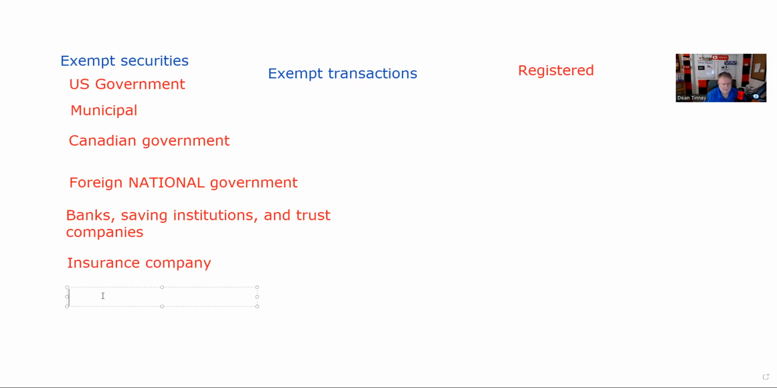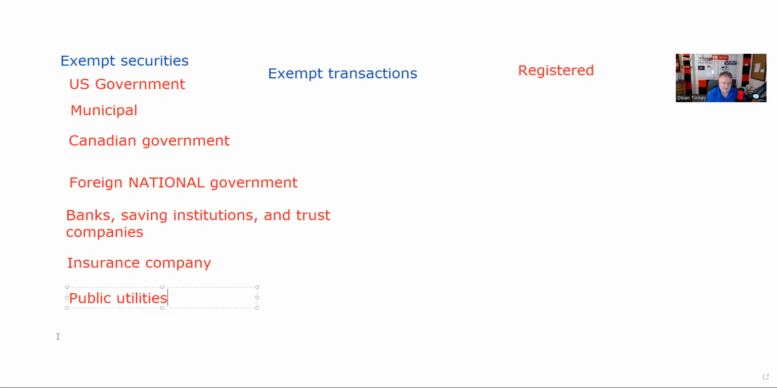Public utilities. Again, I don't think it's that they get a free pass. The way I think of it is they've got a different regulator, like insurance companies answer to the Department of Insurance. Banks answer to the State Banking Commission if it's a state charter, to the Federal Reserve Board if it's a federal charter, FRB, or Comptroller of the Currency, FDIC if it's a national. And then public utilities, again, answer to the Public Utilities Commission when issuing securities, not the state administrator.